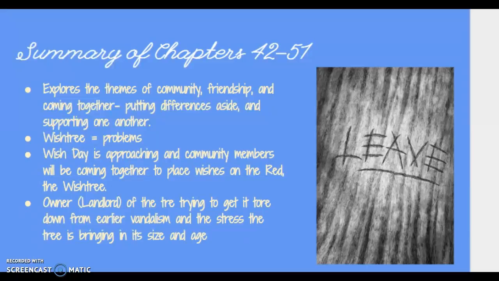The wish tree is also a nice big old red oak tree, and the roots are growing deep down into the ground and causing a lot of plumbing issues for the landlord of the houses where the wish tree resides. Although Wish Day is approaching, a day when people from across the community come together and leave their wishes on Red, the wish tree, the owner, the landlord of the tree, is trying to get rid of it. She wants to tear it down because of the vandalism, but also the stress that its size and age are bringing to the neighborhood.